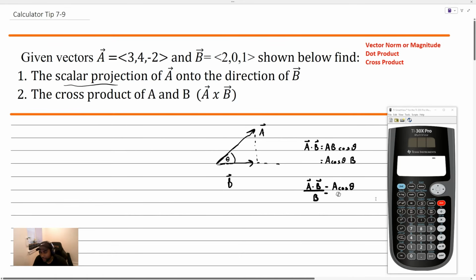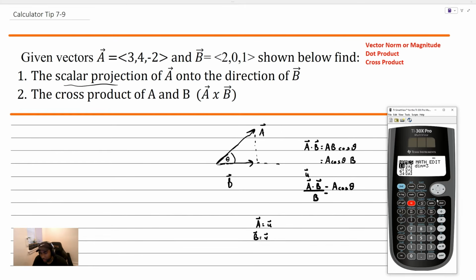Okay, so how do you define a vector? We're going to click second, vector. All these operations are pretty similar. We're going to go over to edit, and we're going to define a vector u. That vector u is going to represent our vector A. So that's going to be a 3-dimensional vector. It's 3, 4, -2. All right, so we have our vector A defined. Let's note down that A is our vector u, and B is going to be our vector v.